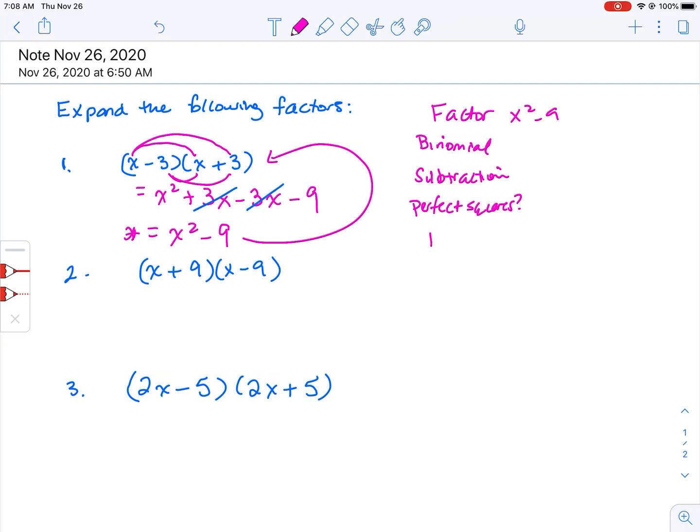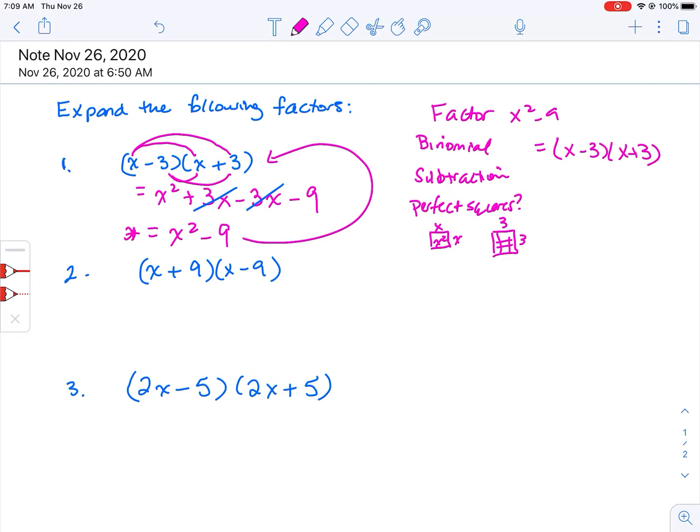Are they perfect squares? Is x squared a perfect square? Yes, it is, because x times x gives me x squared. And is 9 a perfect square? Yes, it is, because 3 by 3 gives me 9. So then I can factor that using x minus 3, x plus 3.